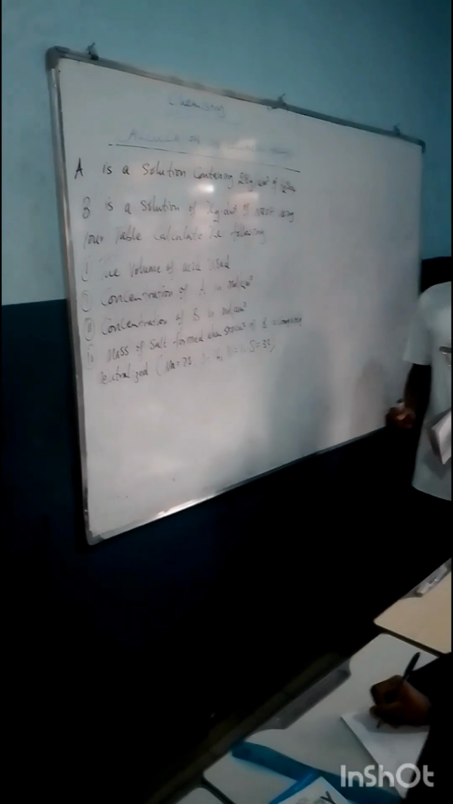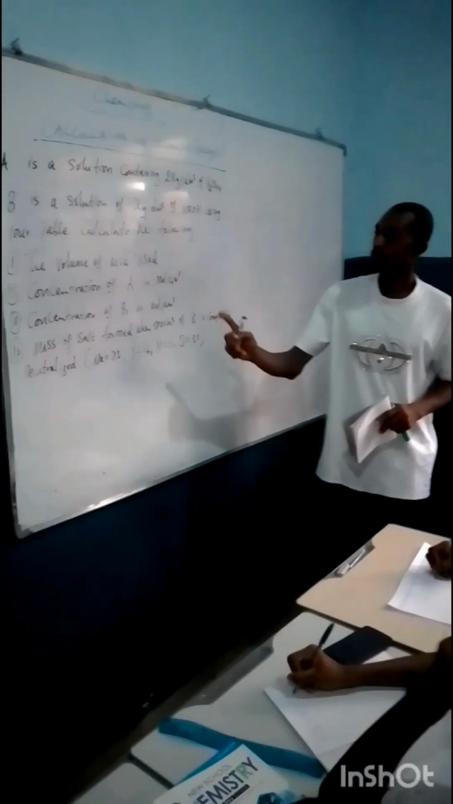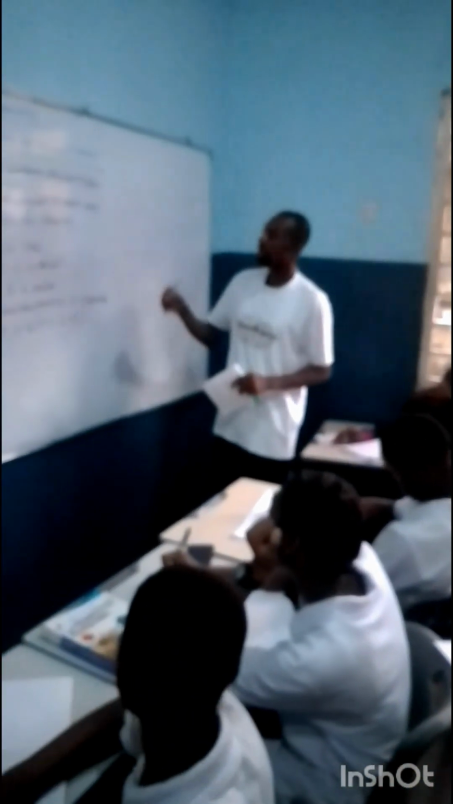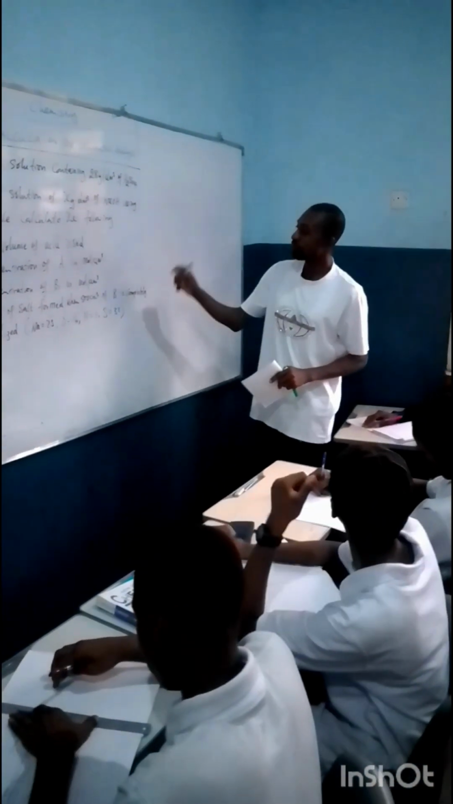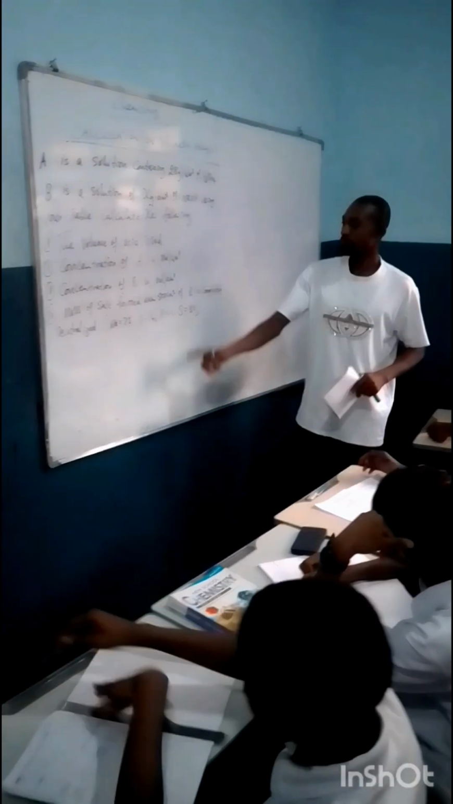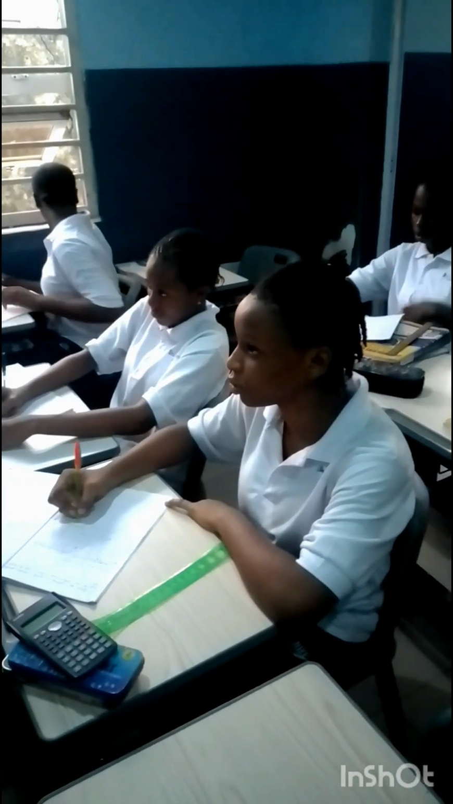I, the volume of the acid used. II, concentration of A, which is the acid, in mole per dm cube. Then III, concentration of B, that's the base, in mole per dm cube. Then IV, mass of salt formed when 500 centimeter cube of B, that's the base, is completely neutralized. The relative atomic mass of sodium is 23, that of oxygen is 16, that of hydrogen is 1, and that of sulfur is 32.